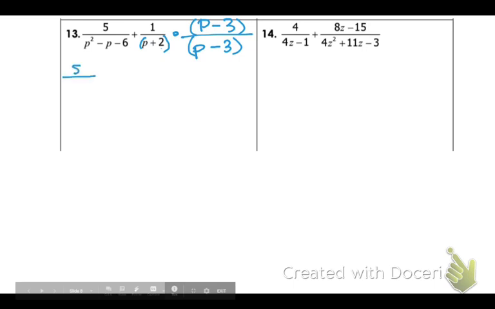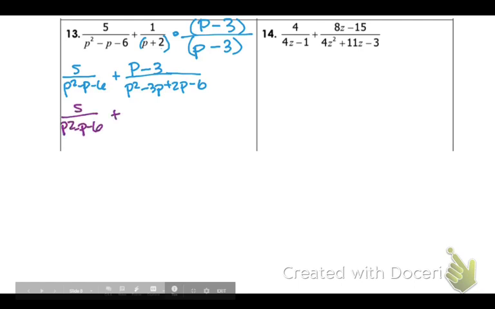I'm left with 5 over p squared minus p minus 6 plus p minus 3, p squared minus 3p plus 2p minus 6. Combine like terms. P squared minus p minus 6 plus p minus 3, p squared minus p minus 6. Now I have like terms. Okay, you guys keep going from there, combine your like terms.